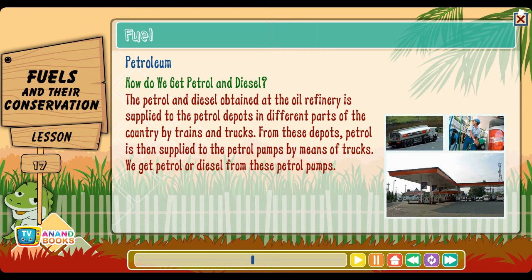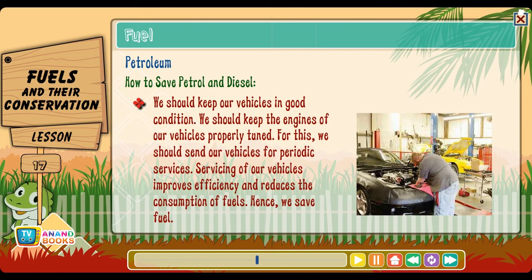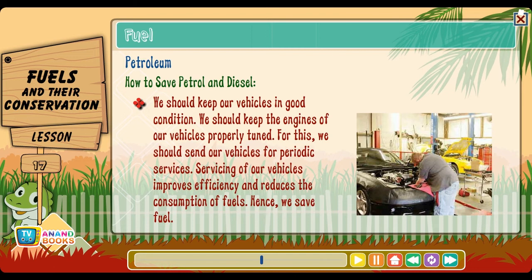How to save petrol and diesel? We can save petrol and diesel in the following ways. We should keep our vehicles in good condition. We should keep the engines of our vehicles properly tuned. For this, we should send our vehicles for periodic services. Servicing of our vehicles improves efficiency and reduces the consumption of fuels.